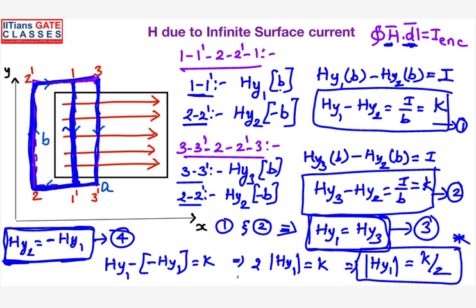And this is when you are moving on the 1 to 1 prime, right? Even for 3 to 3 prime, the magnitude will also be K by 2. But when you are moving from 2 to 2 prime, it will be minus K by 2. Okay, someone is asking me to repeat. Which point do you want me to repeat?